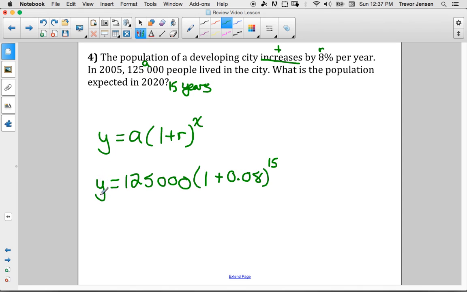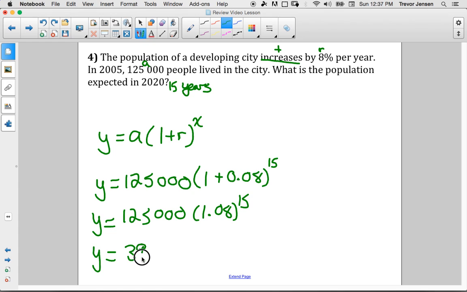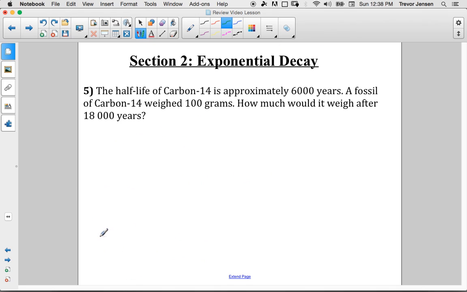So what we're going to do is just type this on our calculator: 125,000 times 1.08 to the exponent of 15. If you want, I'll show you just the one more step of adding inside the brackets there. 1.08 to the 15. And if we evaluate that expression, I trust that you can do that, we get 396,521.1. So the population will roughly be 396,521 in the year 2020. So you should write a nice concluding statement that says that.